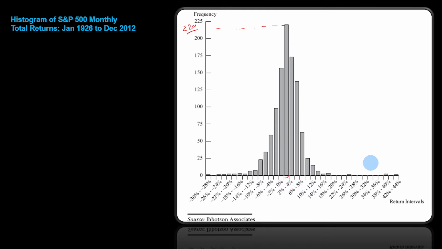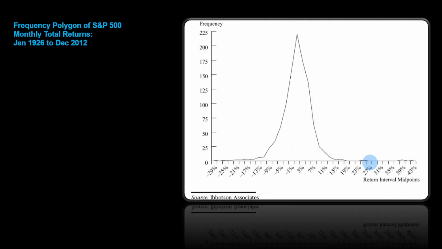Now keep in mind, this is monthly total returns. If we were analyzing the annual returns on the S&P 500, our histogram could look totally different. Now let's look at our frequency polygon. This chart helps us understand the distribution better, because the way we make this chart, if you remember, is that we connect the midpoints of each interval so we can create a smoother line. That way we can see the distribution better.